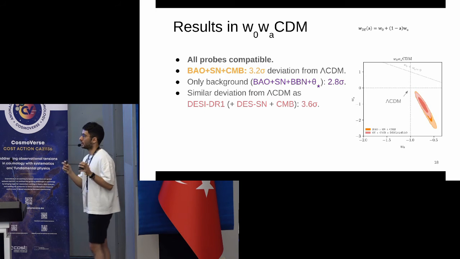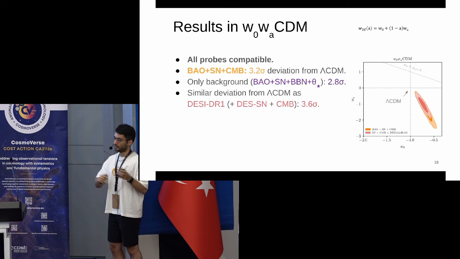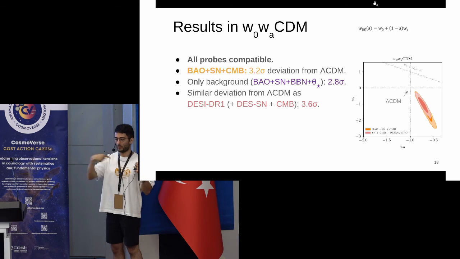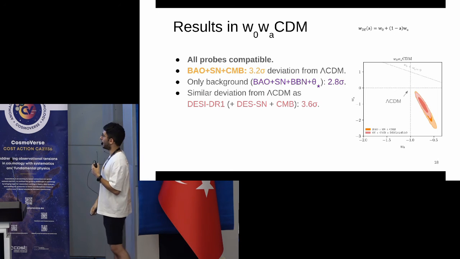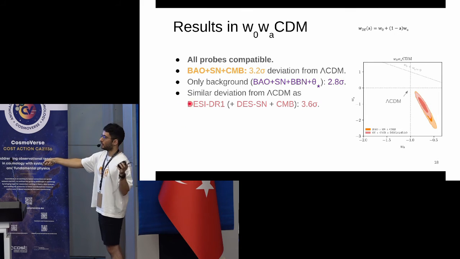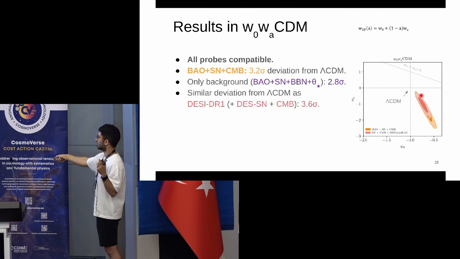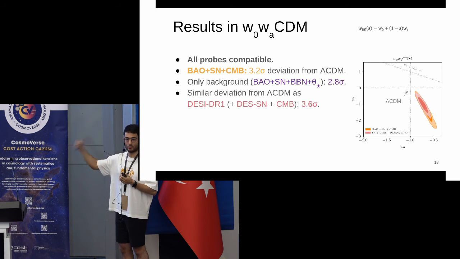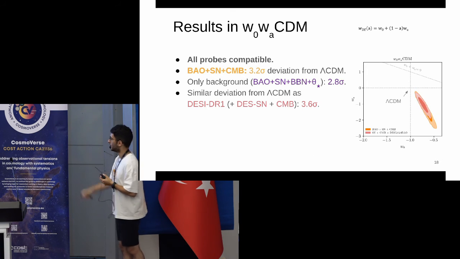We also reanalyzed the DESI data release 1 results. Basically, the pink, or red, here is the same as the orange one, but substituting our BAO with DESI DR1 BAO. And you can see that it is quite consistent, even though, of course, with the DESI BAO the constraining power is higher. But the results are still very consistent between them, and we found a 3.6 sigma deviation from Lambda CDM, which is consistent with the DESI fiducial analysis.